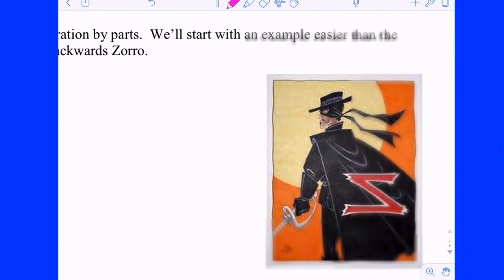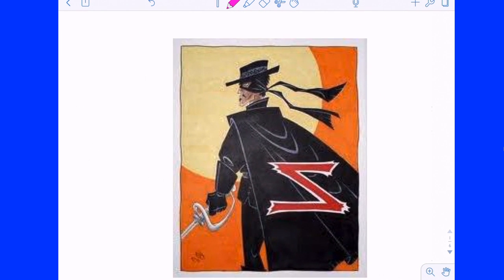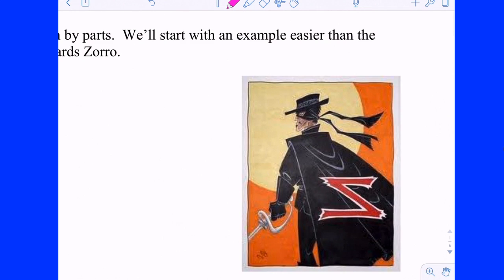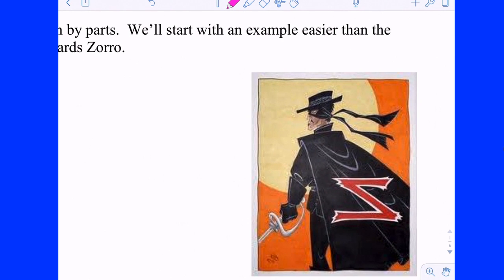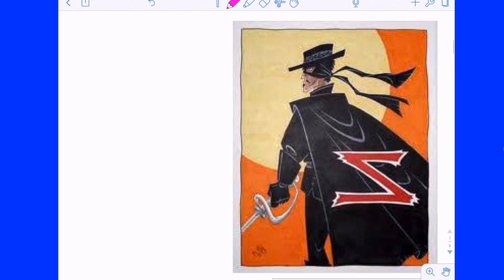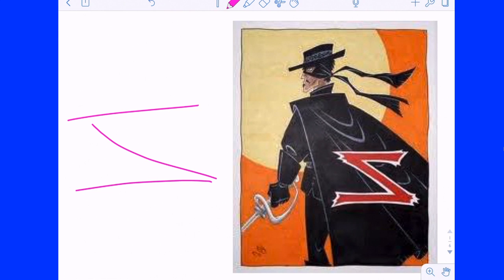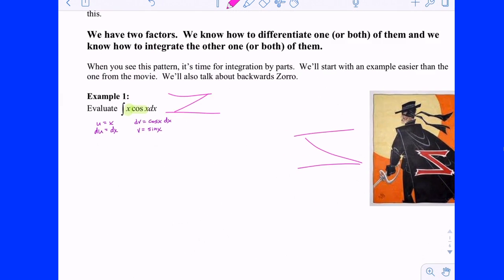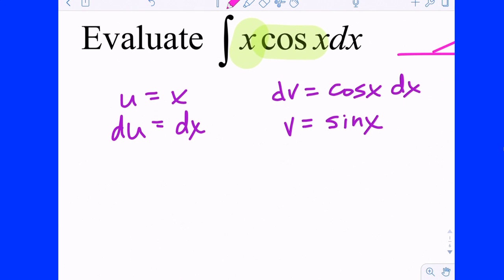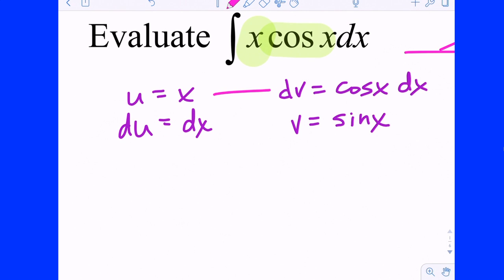Well, what does backwards Zorro do? Backwards Zorro, I guess you could call him dyslexic Zorro, but that's kind of pejorative. He does his Z backwards, right? That's how you know he was there. So here's what we're going to do. We're going to do backwards Zorro. We're going to go this way, that way, and then down the diagonal, and then across. Okay? We're going to make that backward Z.